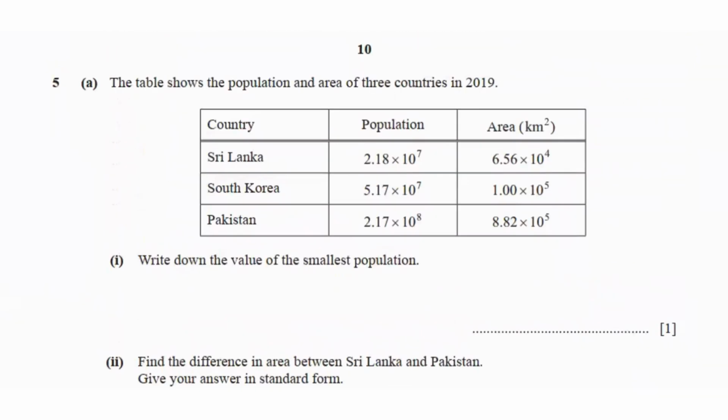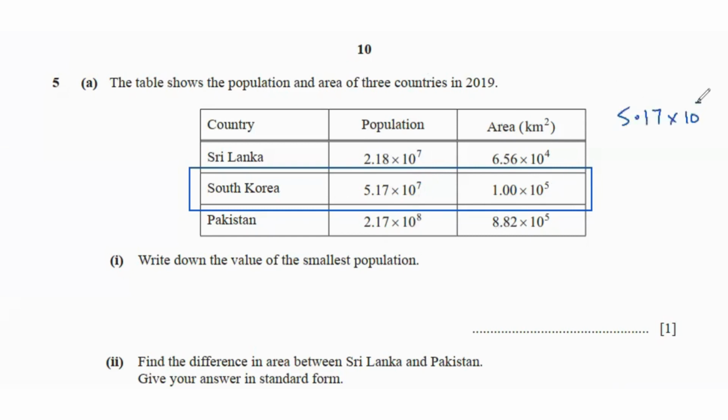That is going to be South Korea. Why South Korea? Because if you look at the values, we're going to divide a value starting with 5 with a value starting with 1. Whereas if you look at the other ones, something starting with 2 is being divided by something starting with 6. Something starting with 2 is being divided by something starting with 8. So largest would be 5.17 times 10 to the power of 7 over 1 times 10 to the power of 5, which is going to be 5.17 times 10 to the power of 2, or 517.